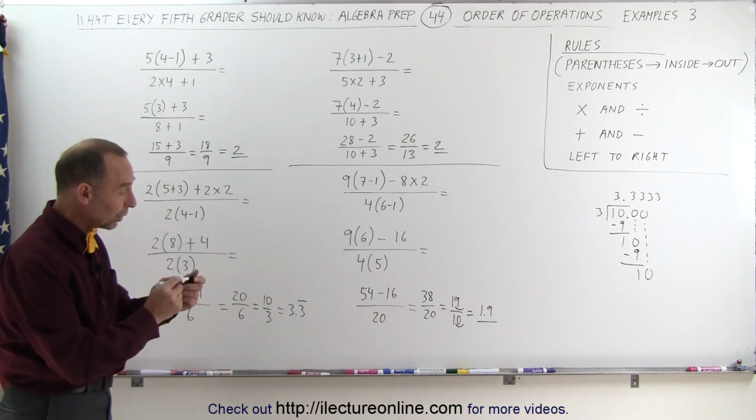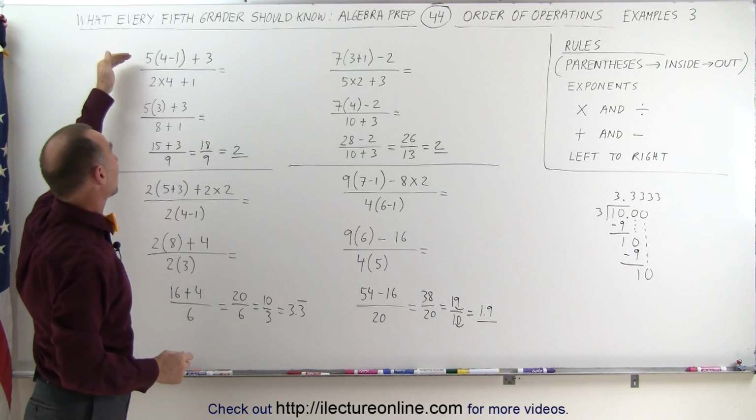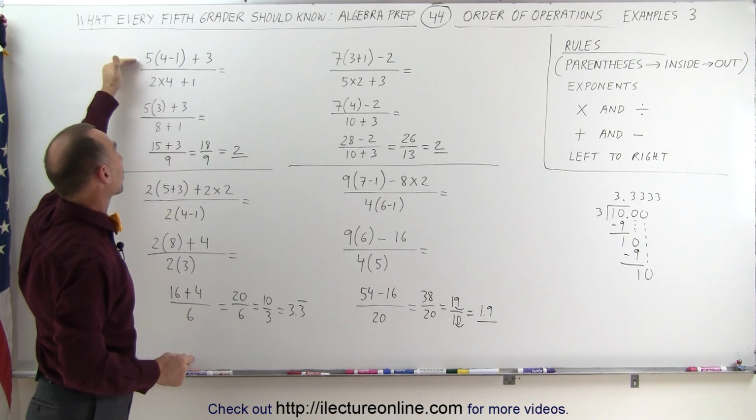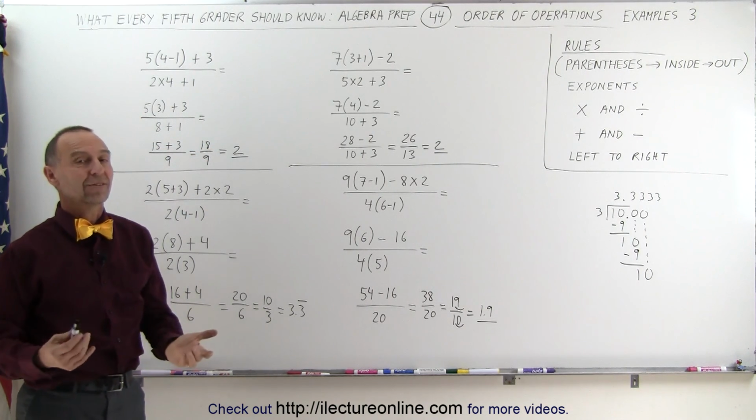Again, that's how you deal with the order of operations, especially when we have rational expressions. We have a numerator and a denominator. You want to work those out separately before you do the final division like that. And that's how that's done.